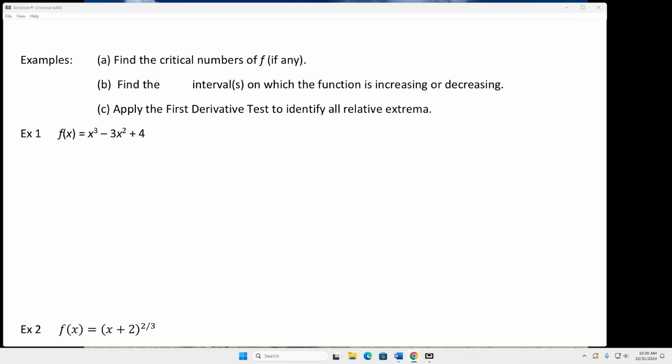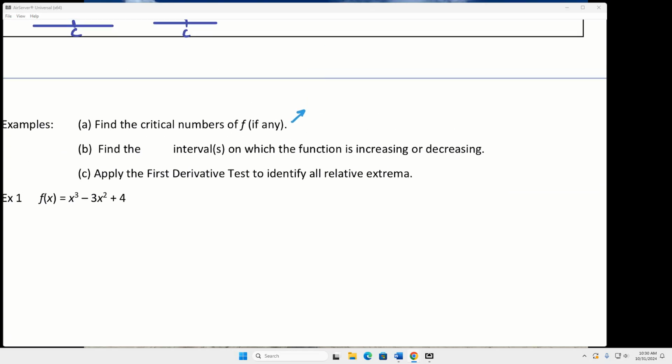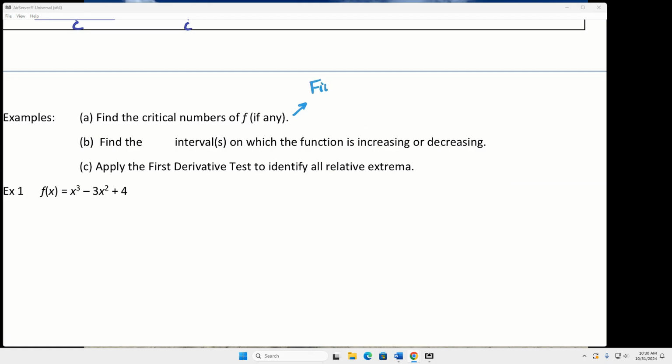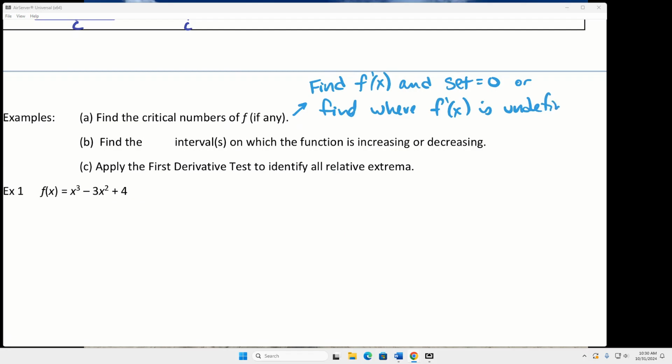All right, so these are the things we're going to do. We are going to first find the critical numbers, if there are any. And to do that, I'm just going to write a little hint. To do that, we need to find the derivative, thing we do every day in calculus so far, and set it equal to 0 or find where f prime of x is undefined. That will always give you the critical numbers.